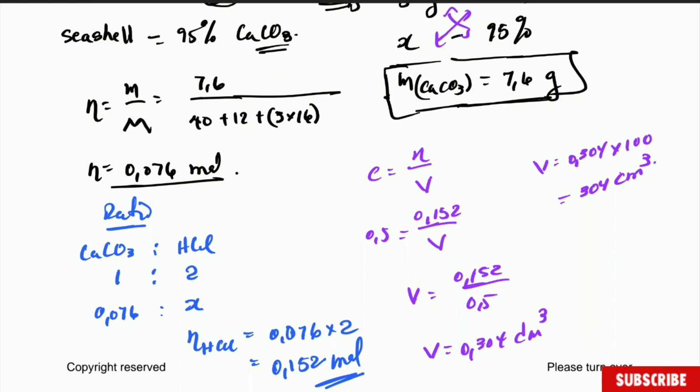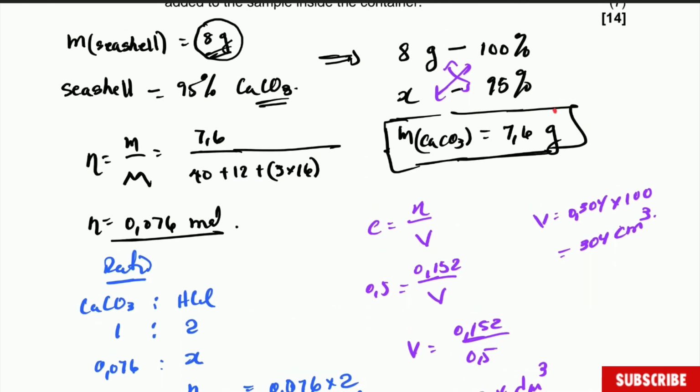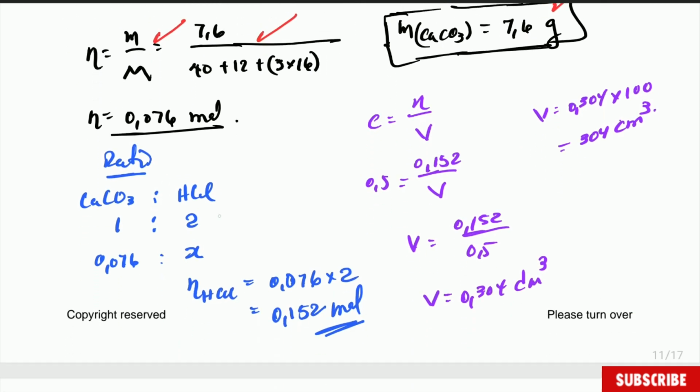The marks here, they gave 1 mark for deducting the mass of the pure calcium carbonate, 1 for this formula and this substitution, 1 mark for the ratio. There is always a mark for the ratio, guys. There is always going to be a mark for the ratio, 1 for this formula, 1 for this substitution here, and 1 for the final answer converted to cubic centimeter.